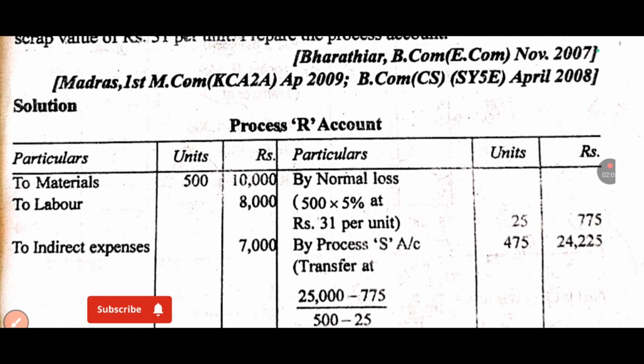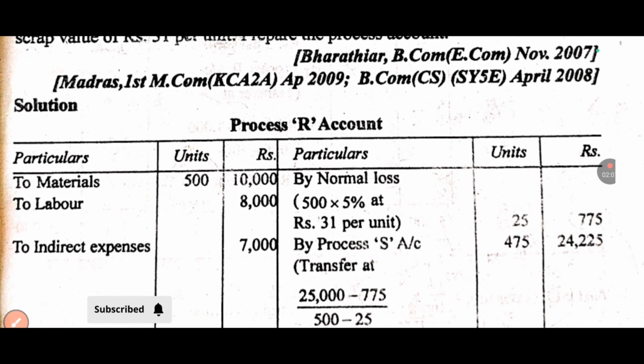Let's prepare. Which account we are going to prepare? Process R's data only they have given. So for that we are going to prepare process R account. Write the heading process R account. You know the format very well, it's a T format. Debtor side and creditor side. Debtor side always starts with the word To. Creditor side always starts with the word By. Particulars, unit and rupees you will have to enter on both the sides.